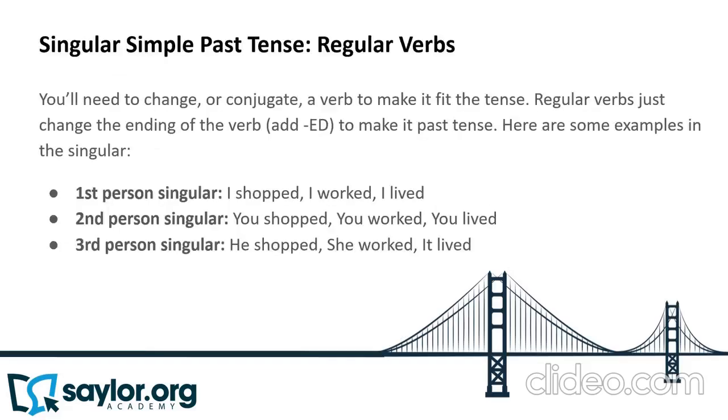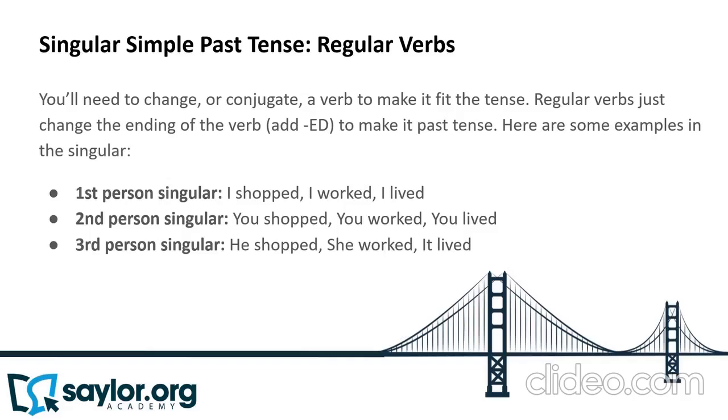Singular simple past tense, regular verbs. You'll need to change or conjugate a verb to make it fit the tense. Regular verbs just change the ending of the verb, add ed, to make it past tense. Here are some examples in the singular. First person singular: I shopped. I worked. I lived. Second person singular: You shopped. You worked. You lived. Third person singular: He shopped.